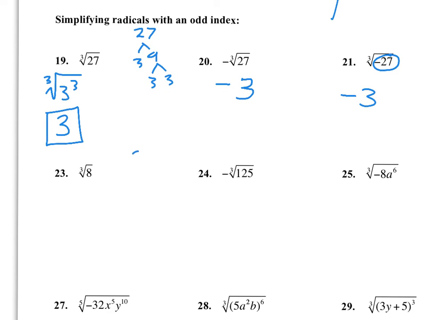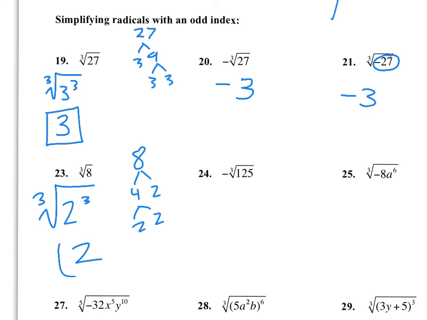Okay, so if you break down 8, you get 4 and 2. You get 3 2's. So what number multiplied 3 times makes 8? The answer is 2. What number multiplied 3 times makes 125? 5 times 5 times 5 is 125. There's a negative already in the front, so this one's negative 5.